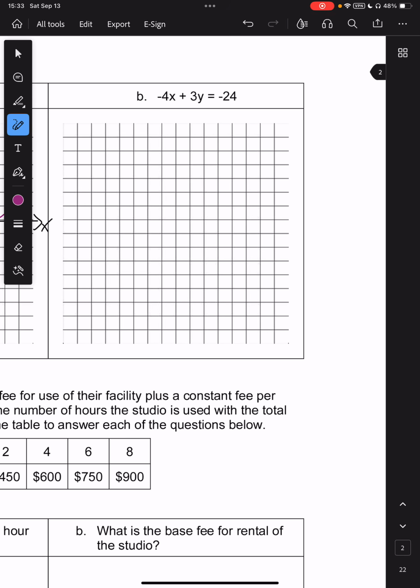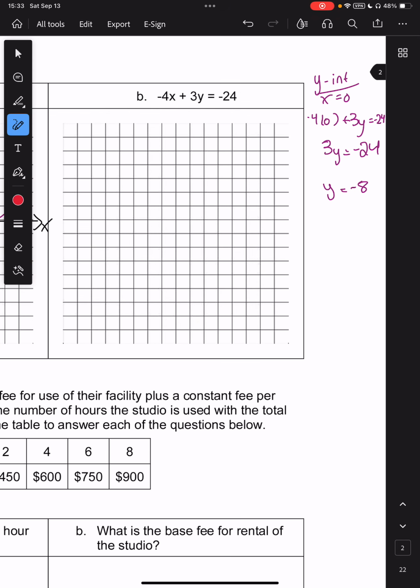So again, what I like to do is start with one of our intercepts. So let's do the y-intercept. Our y-intercept is when our x is 0. So let's solve for our points. When x is 0, we have 4 times 0 plus 3y is equal to negative 24. Our zeros cancel out. We're left with 3y is equal to negative 24, or our y value is equal to negative 8.